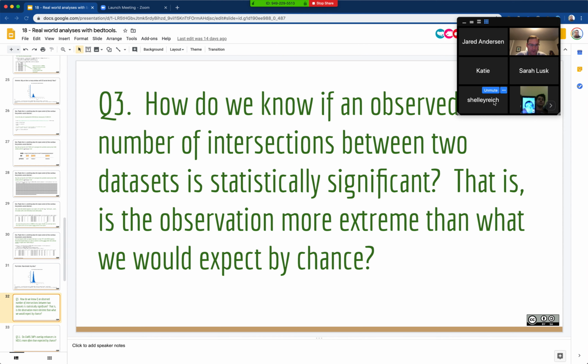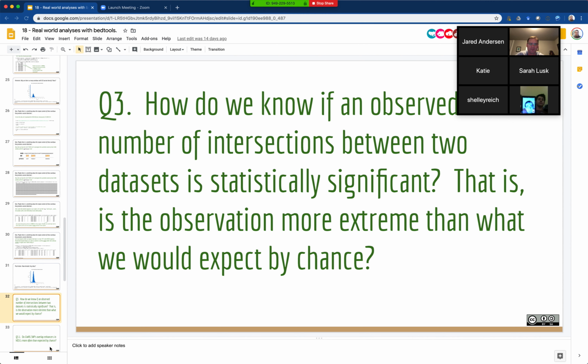So there are a number of ways to address this. This is a problem really in all science, trying to convince ourselves that the signal we think we're seeing is real and not some noise. So we're going to walk through an example of how we do that today, using something called a Monte Carlo simulation. And there's a tool in Bedtools for doing this.